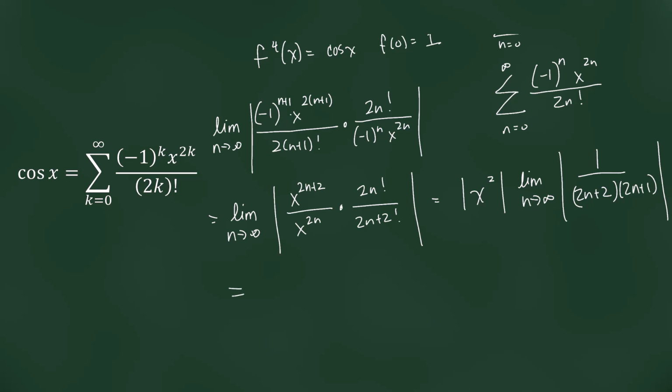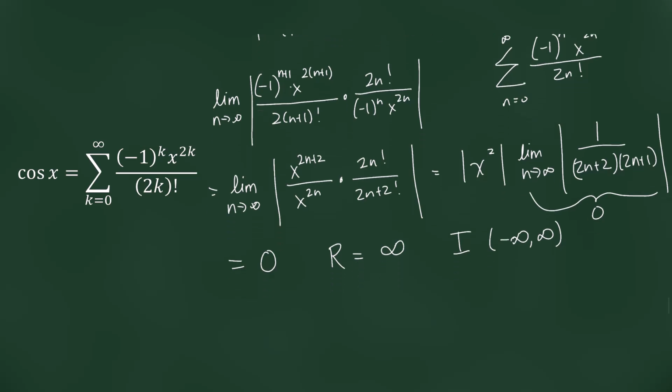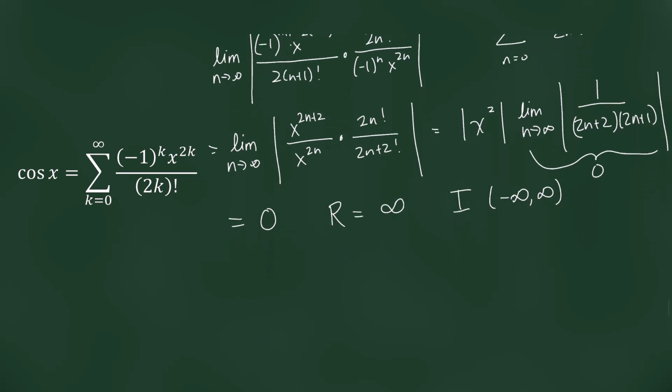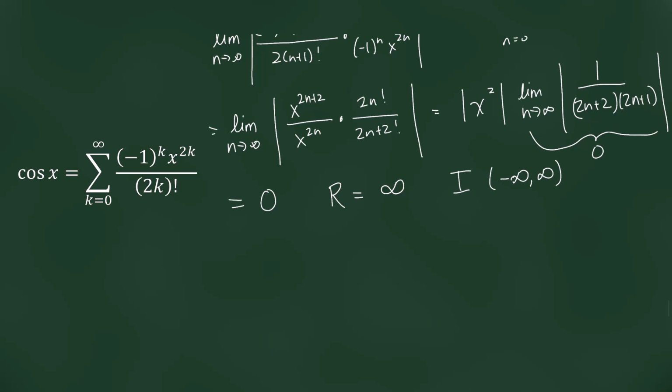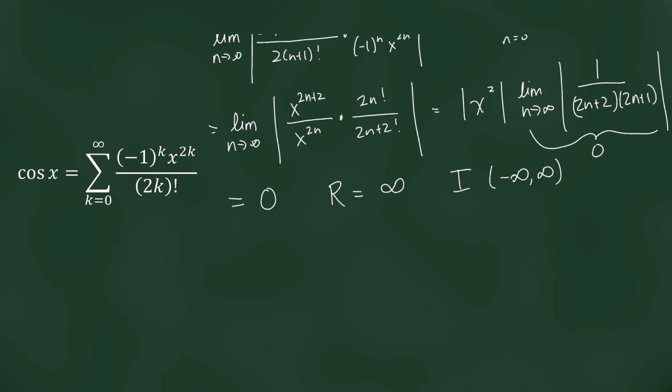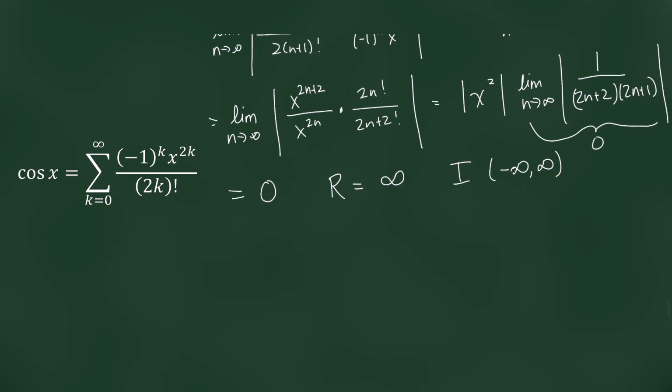And this limit here is 0 as n goes to infinity, so the whole thing is 0, which means that our radius of convergence is once again infinity, and our interval of convergence is negative infinity to infinity. Now, you should have some intuition here about what happens next in terms of whether or not this converges to the actual value of cosine. It's probably going to behave similarly to the sine.